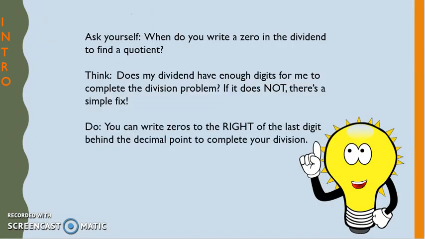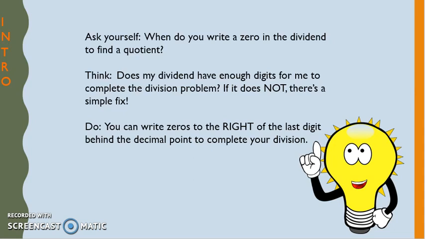Okay, let's go ahead and have a brief introduction to some questions that we can ask ourselves and the thinking that we can use when we're deciding when it is appropriate to place zeros in the dividend in order to complete our division problem when we are working with decimals. So first, you need to ask yourself, when do you write a zero in the dividend to find a quotient? Because we've been doing a lot of division and sometimes we don't need to place a zero to complete the division. So today I'm going to show you when and how.